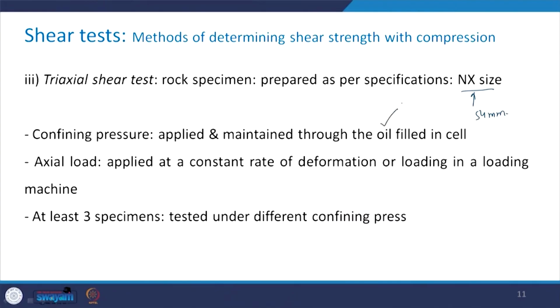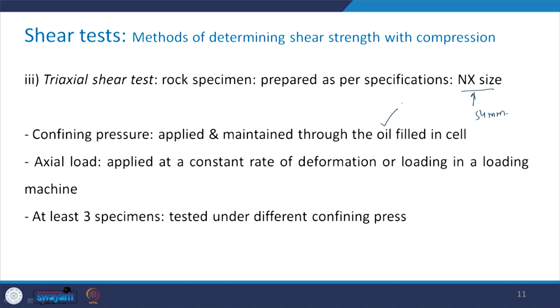Reason being that rock has much larger shear strength characteristic as compared to the soil, and it is really not possible to mobilize that order of confining pressure with the help of water, and therefore oil is used for this purpose. The axial load is applied at a constant rate of deformation or loading in the loading machine.